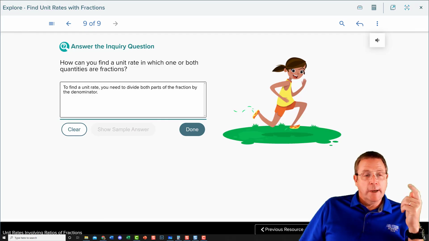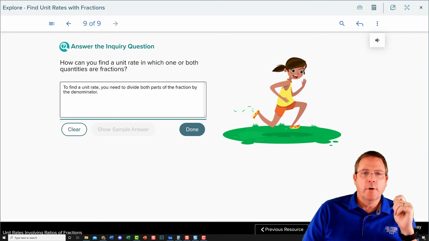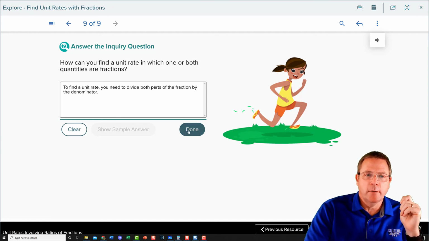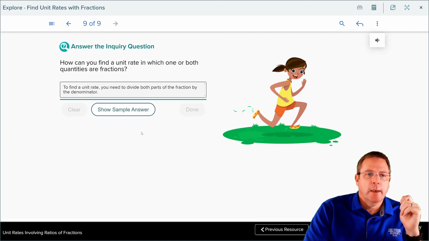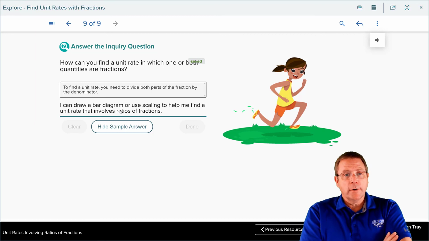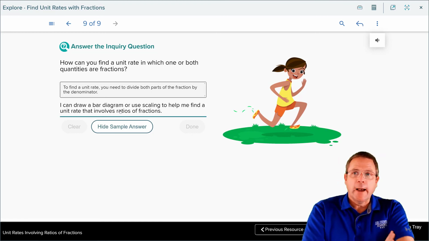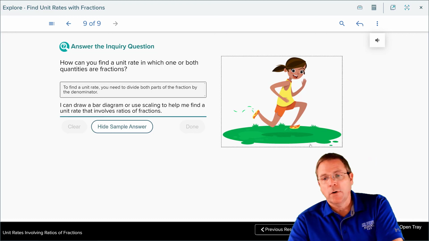Alright, here's the answer I submitted. I said to find a unit rate, you need to divide both parts of a fraction by the denominator. I'm going to click done, and then see what the sample answer is. They said I can draw a bar diagram or use scaling to help me find a unit rate that involves ratios or fractions. That's the two methods that they showed today. I mentioned a third, which we will be talking about later.